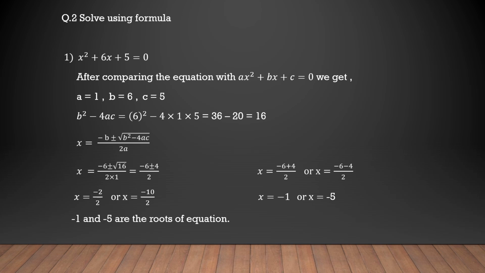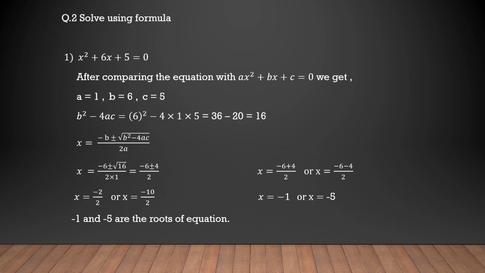So first we compare this equation with general form of equation, that is ax square plus bx plus c is equal to 0. So we get value of a is equal to 1, b is equal to 6 and c is equal to 5. Then we find the value of b square minus 4ac. So here b is equal to 6. So 6 square minus 4ac. 4 into a is 1 and c is 5.